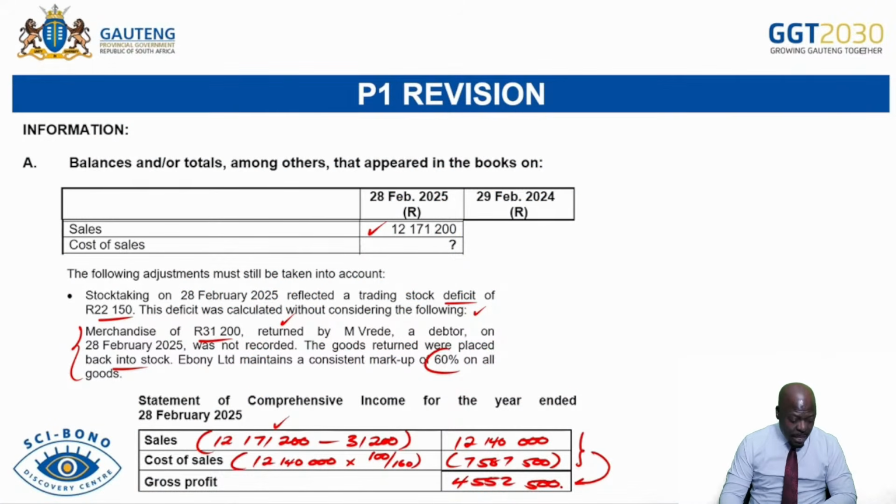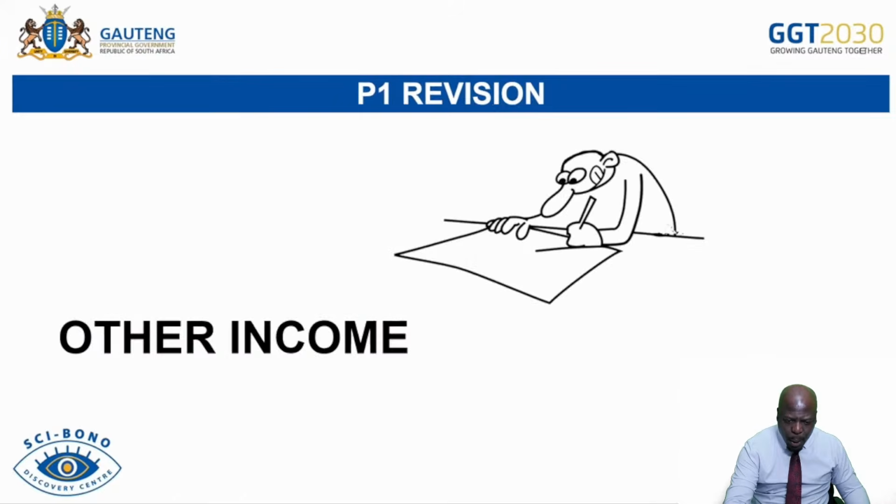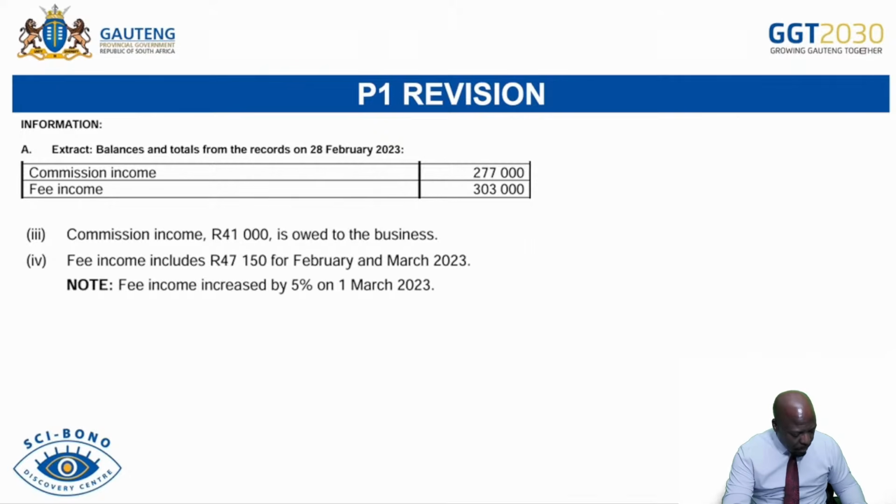And welcome back. Before the break, we did certain calculations. Remember, we looked at the trading section. So we're going to go now and we're going to look at other income, and we're going to see what are the possible transactions that can come on other income. So on other income, we can have transactions such as your commission income, your fee income, and we are going to look at these transactions.